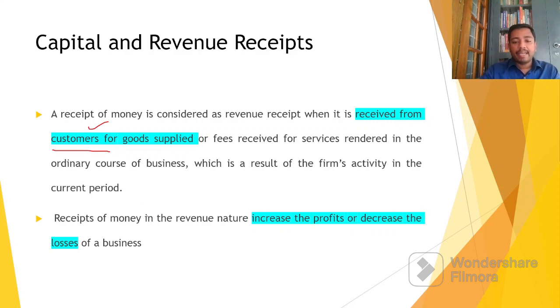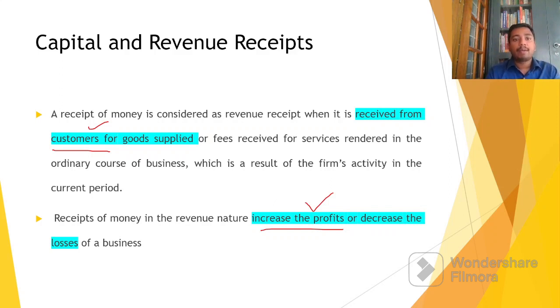The main impact of revenue receipt is that it may either increase the profit or decrease the profit values of the business. Once again, capital receipt means received from the proprietor, it is non-recurring in nature, or it may be received from outsiders and it may be of long term value. Such type of receipts are known as capital receipts and it will not have any effect on the profit or loss values.